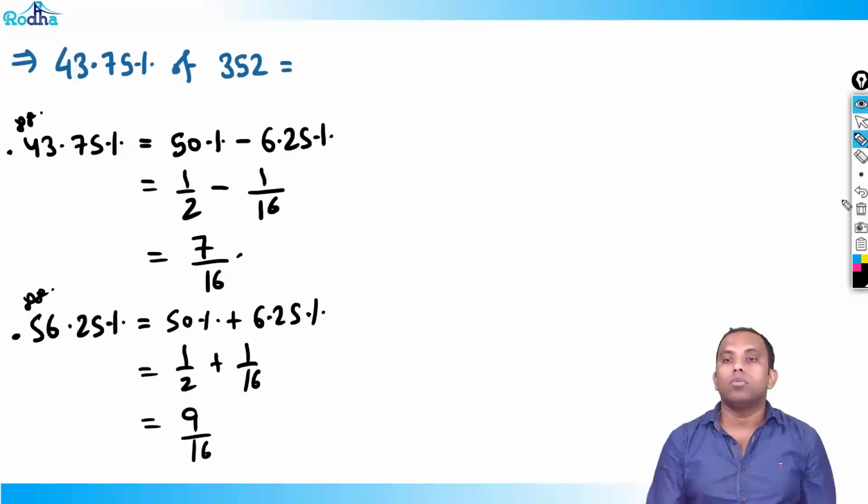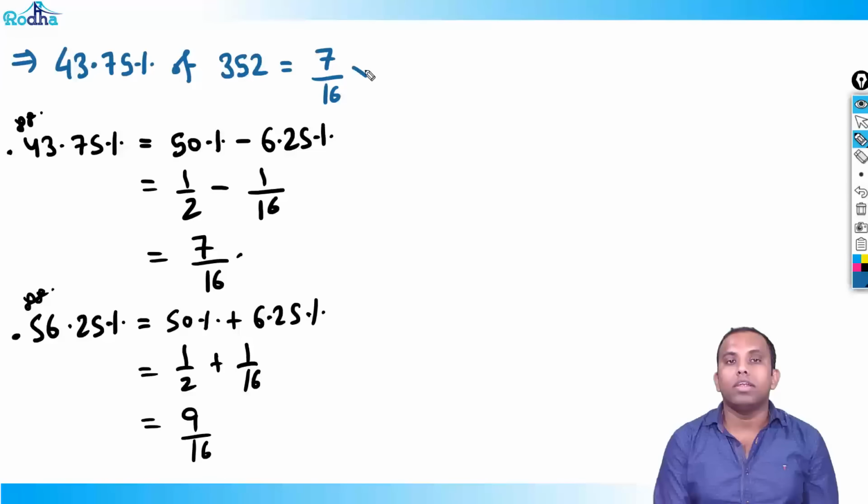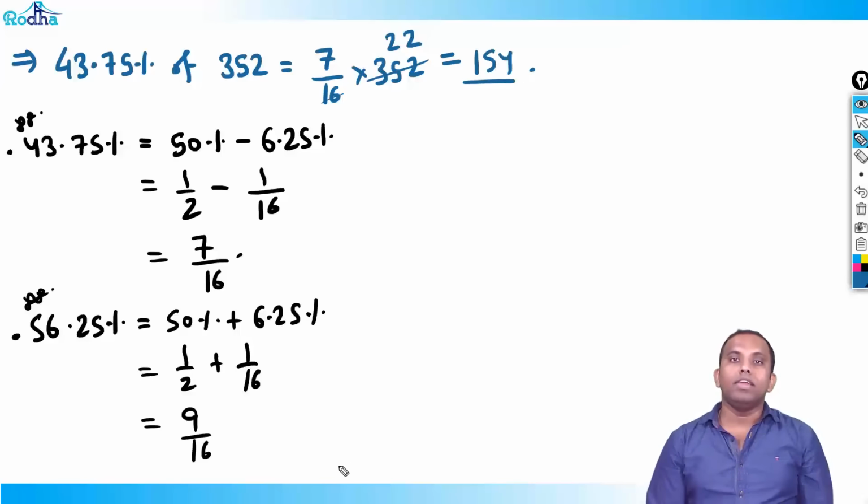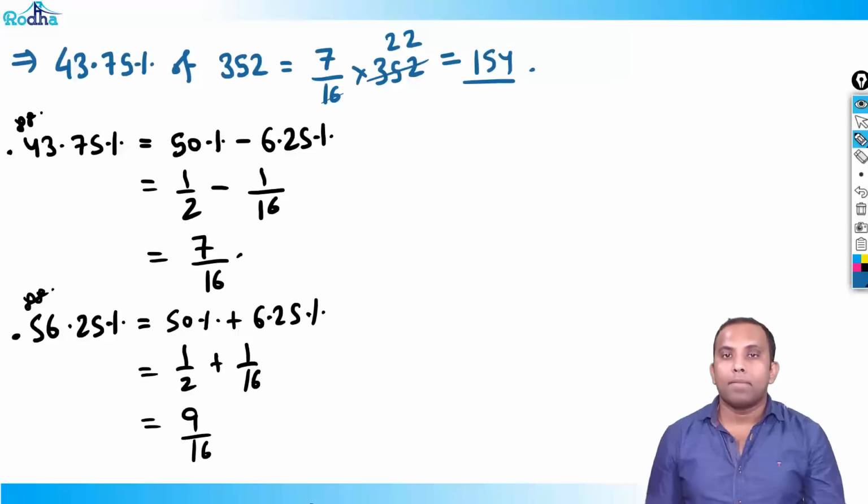Okay, so you can simply solve it now. This is how much? 7 by 16 into 352. So solve it now. 16 2s are 32 and 2. 22 into 7. 20 into 7 is 140. 2 into 7 is 14. 140 plus 14 is 154. So this is the answer. Right. So all these numbers you've got to remember. Okay. Now the next thing we'll discuss.